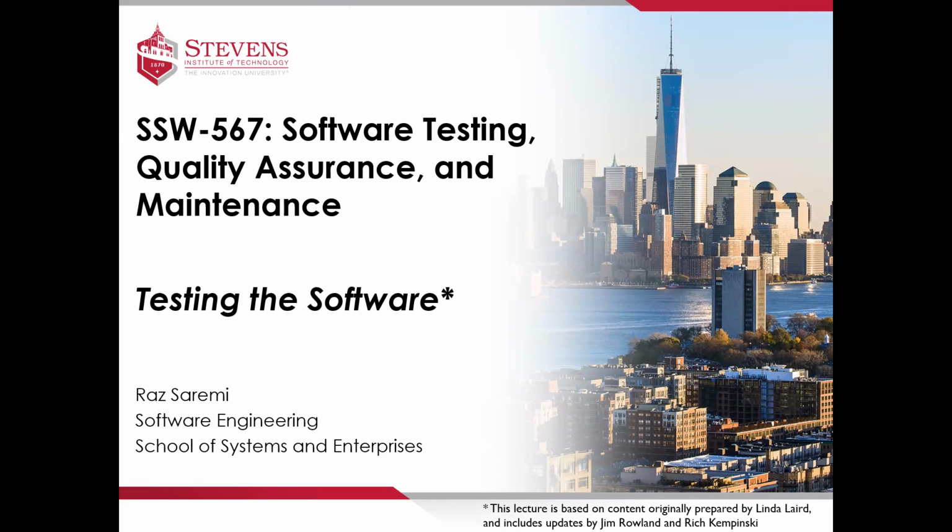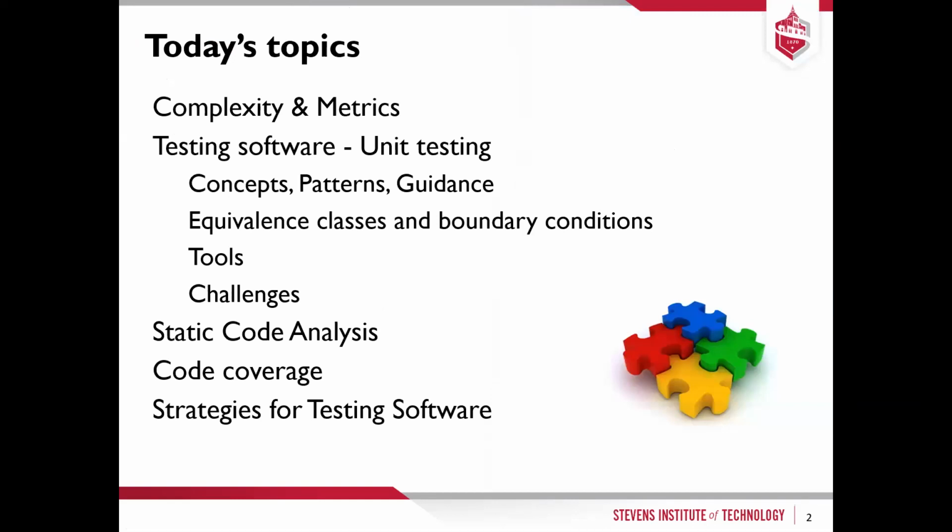This week material was about testing the software and the unit testing, how we are going to use that. So during the lecture material, we covered complexity metrics, testing, unit testing, different concepts, patterns, and guidance that we needed, equivalence classes and boundary conditions, what we need to look at, different tools that we can use, and the challenges. Also on the separate topic, we talked about static code analysis, code coverage, and strategies for testing software.